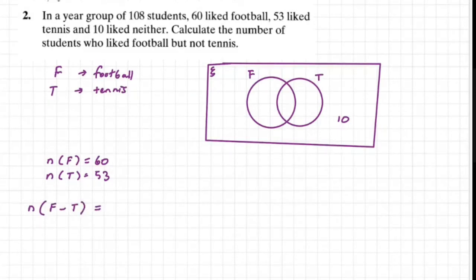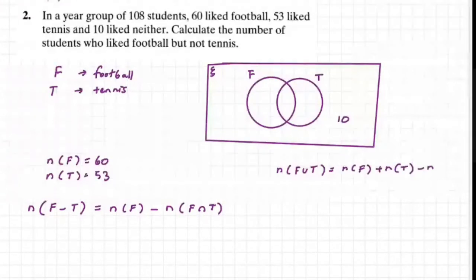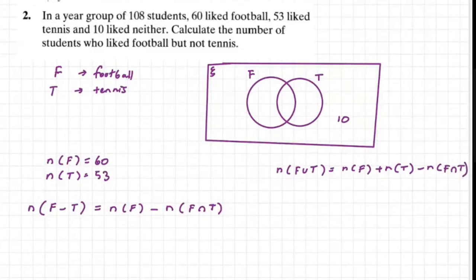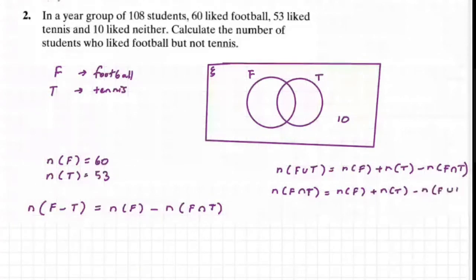F minus T is equal to the number of elements of F minus the number of elements of F intersection T. So now you have to find F intersection T. So this is your inclusion-exclusion principle: F union T is equal to the number of elements of F plus the number of elements of T minus the number of elements of F intersection T. Rearrange this and you will get F intersection T is equal to the number of elements of F plus the number of elements of T minus the number of elements of F union T.